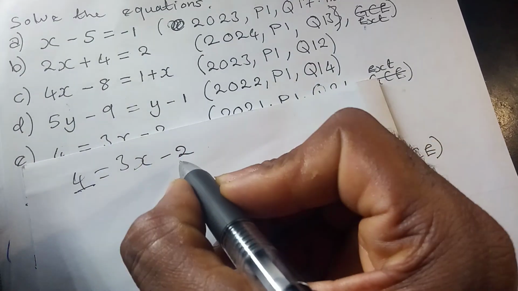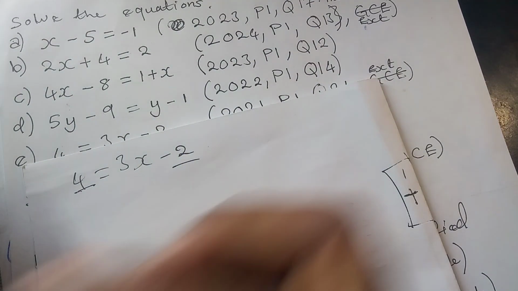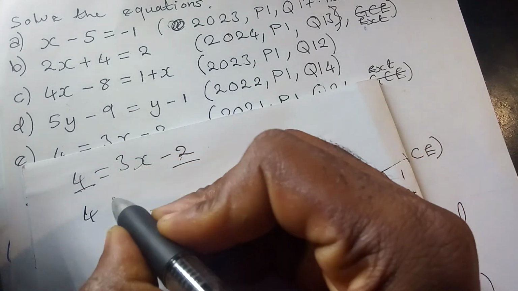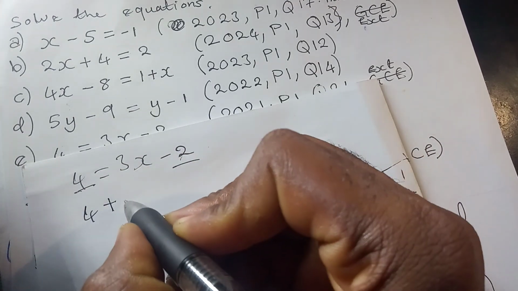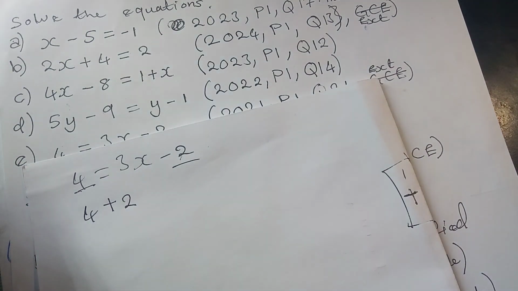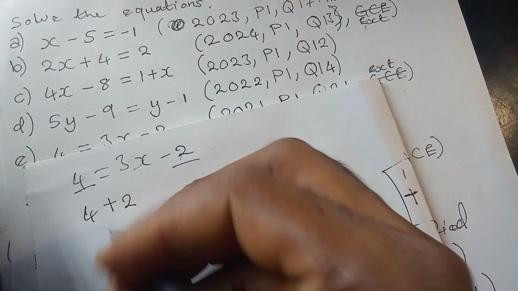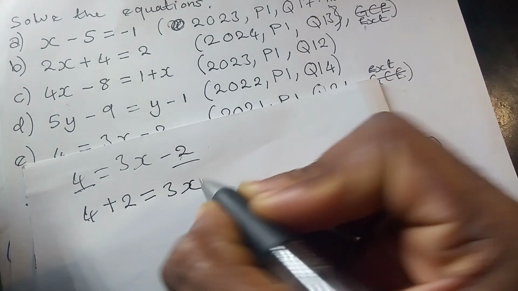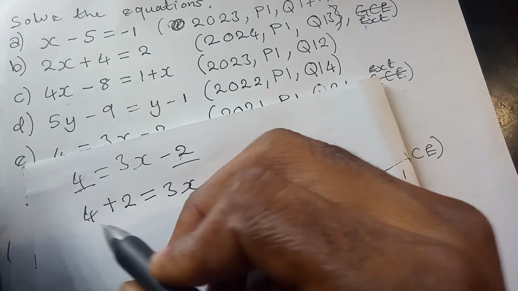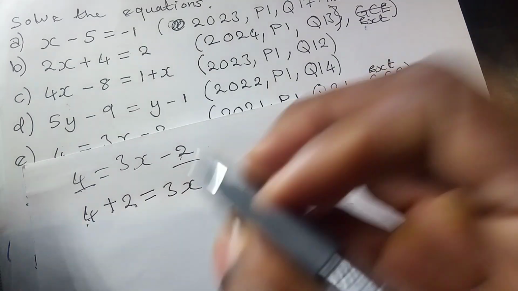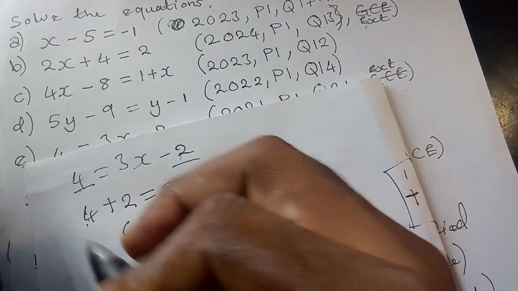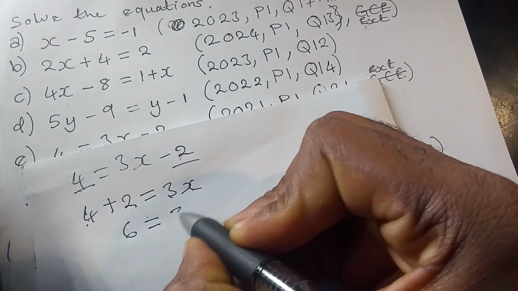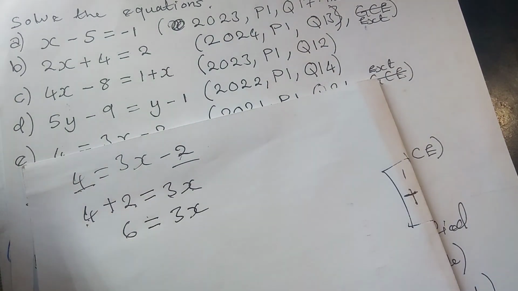So we have a 4 and a negative 2. So I'll bring the negative 2 this side. Once it crosses the equal sign, it becomes a positive. So now we have 4 plus 2, which is equal to 3x. And then 4 plus 2, this is a 6. Remember, we have the same signs there, and then this side we have 3x.